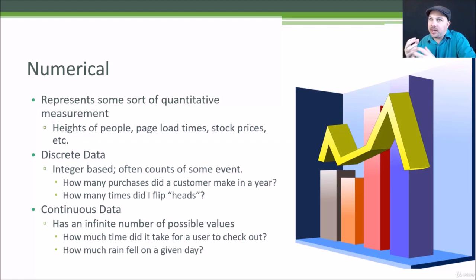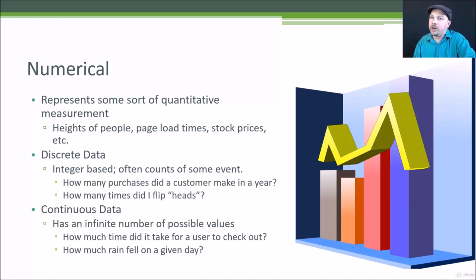Now, there's basically two kinds of numerical data, so a flavor of a flavor, if you will. There's discrete data, which is integer-based, and for example, that can be counts of some sort of event. Some examples here: how many purchases did a customer make in a year? Well, that can only be discrete values. They bought one thing, or they bought two things, or they bought three things. They couldn't have bought 2.25 things or 3 3/4 things. It's a discrete value that has an integer restriction to it.